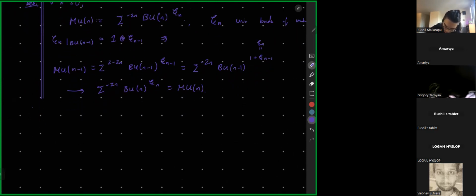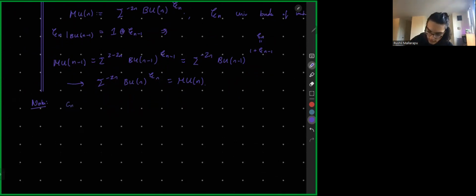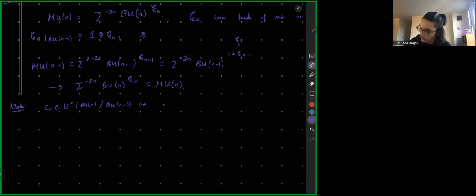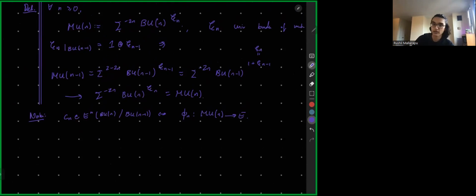Note that the universal Thom class that we constructed is the same thing as a map of spectra phi from MU_n to E. If you just trace through the construction, this will become kind of apparent.